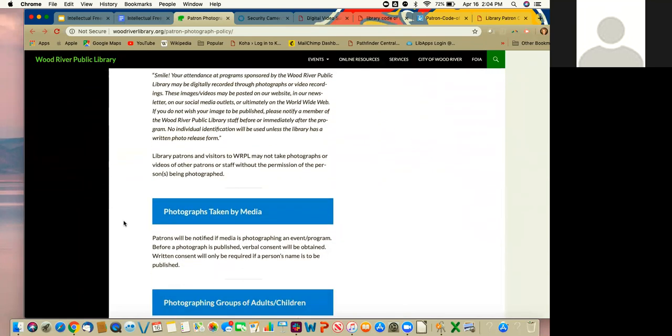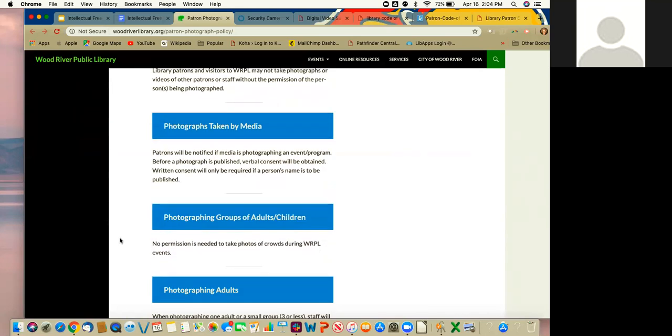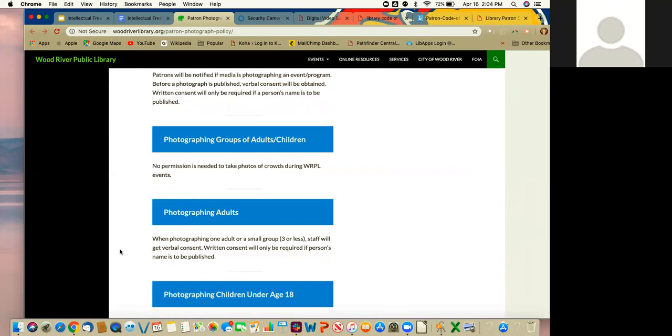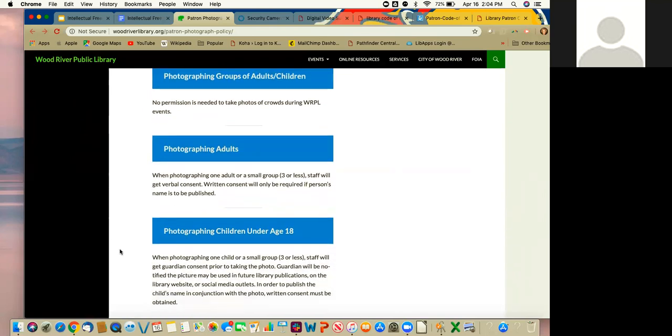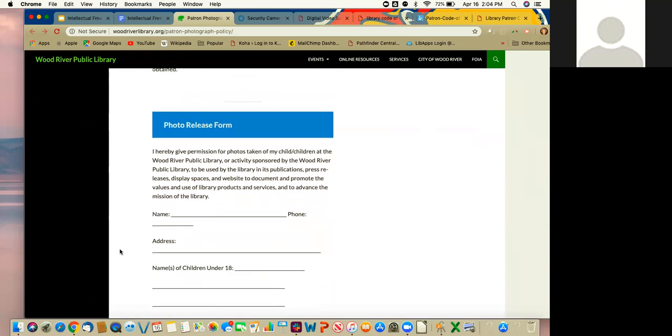etc. It talks about photos taken by the media. I don't know how many of you have the newspaper come in, but they have some rules and regulations here for them. No permission is needed, and this is probably pretty global. You don't have to have permission taking a picture of a crowd. It talks about adults, children under 18. There's a photo release form right here.